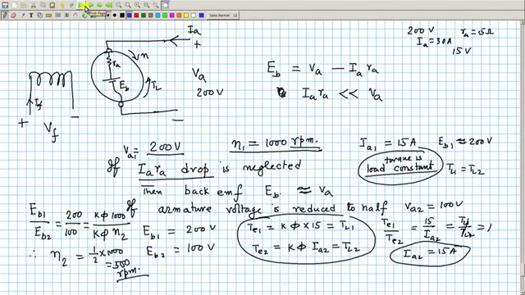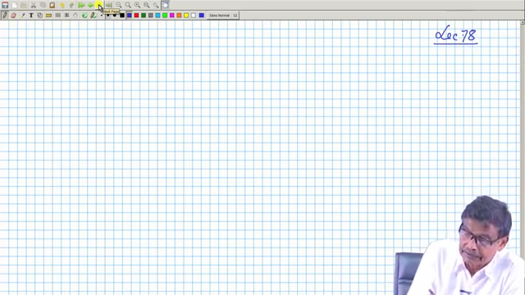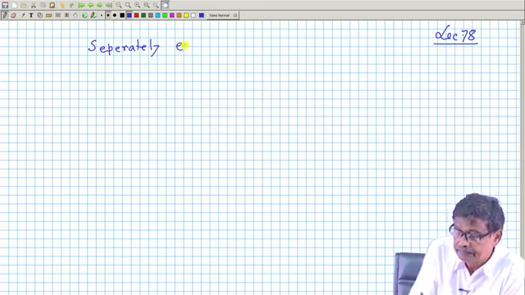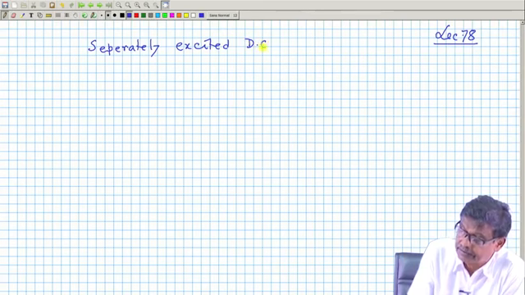In my last lecture I told you how to work out the problem for a separately excited DC motor, assuming that the armature resistance drop is neglected, which makes it a very elementary calculation. Today, suppose armature resistance is there in a separately excited DC machine, how do we handle the problem? Separately excited DC motor we are discussing.